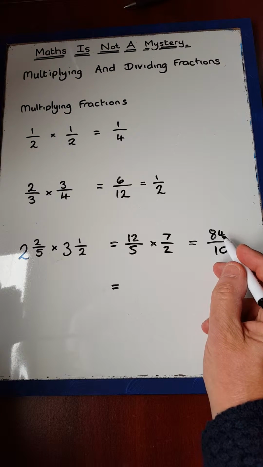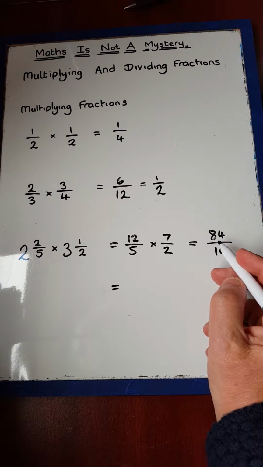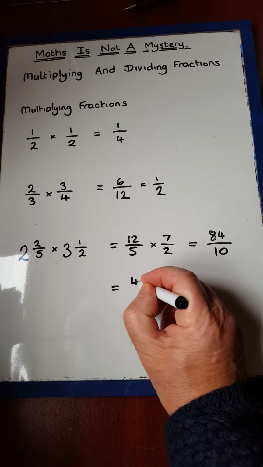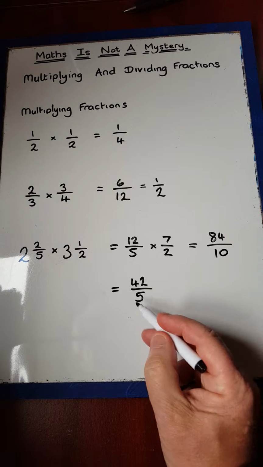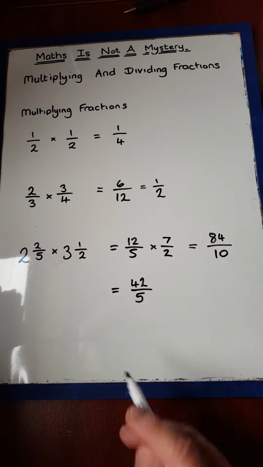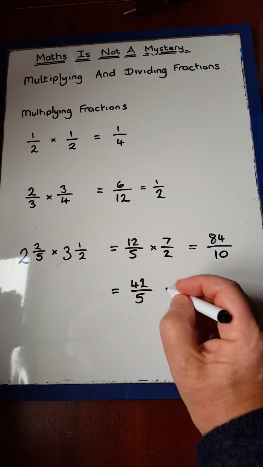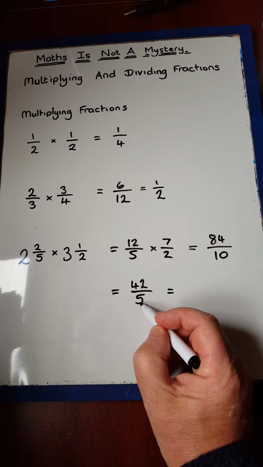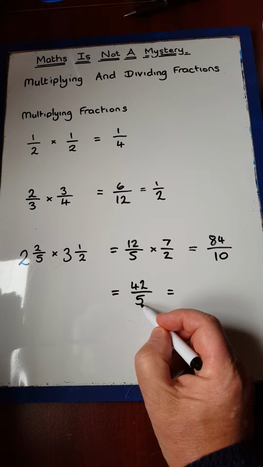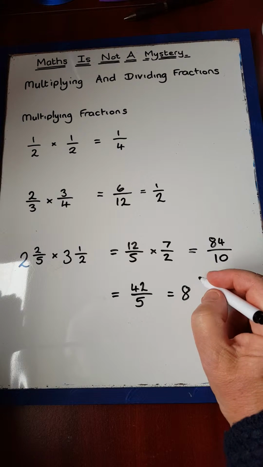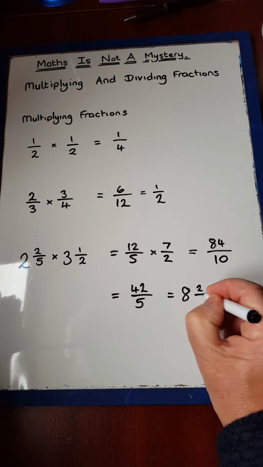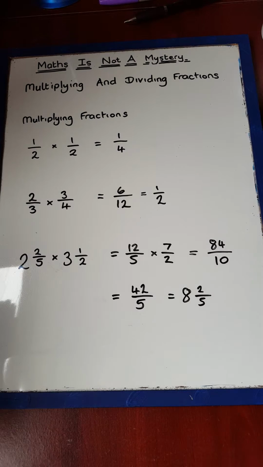We could half it. So half of 84 is 42. Half of 10 is 5. You can't simplify that anymore because they're not on the same times table, but you can turn it back into a mixed number. Divide 42 by 5, 8 5s are 40, remainder 2, so it's going to be 8 2/5.